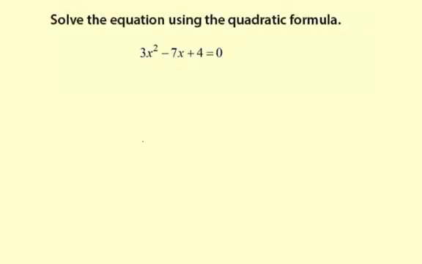Solve the equation using the quadratic formula. 3x squared minus 7x plus 4 equals 0. So this is a quadratic equation, so we can use the quadratic formula.